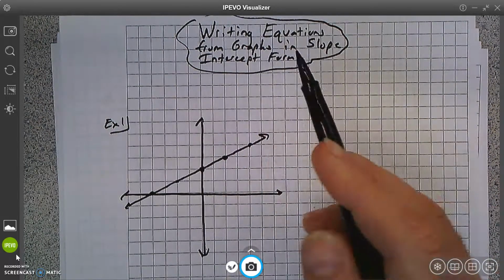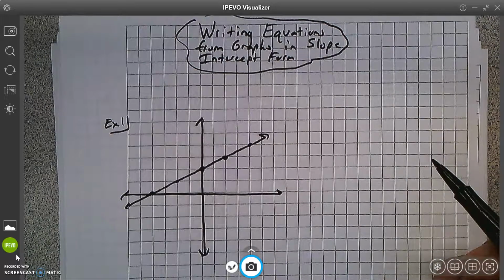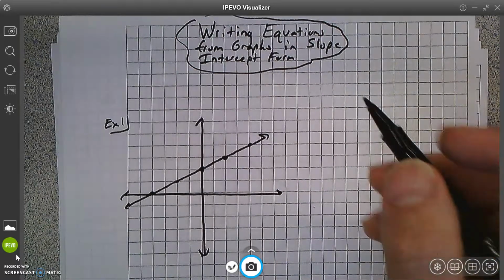Okay, so you need some graph paper or a graph paper notebook because we're going to do some graphs. You've got to draw this in your notes. Write equations from graphs in slope-intercept form. Okay, so that's what we're going to do.